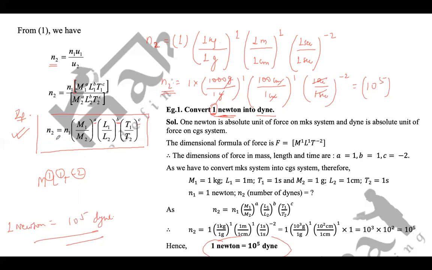So you need to remember this: N2 is equal to N1 into M1 by M2 raised to the power a, L1 by L2 raised to the power b, and T1 by T2 raised to the power c, where a, b, and c are the dimensions of mass, length, and time of that physical quantity. M1 and M2 will be the masses in their respective units. So in the first unit, the mass is in kg, in the second unit it is in gram. Here, length in the first unit is in meter, in the second it is centimeter, and with respect to time, both are in second. So we write it as 1 second by 1 second. Is it clear?